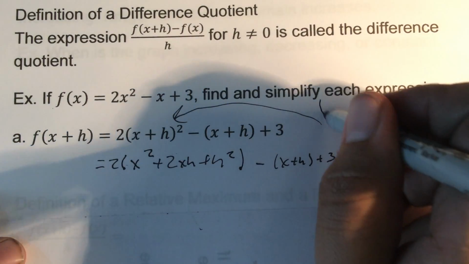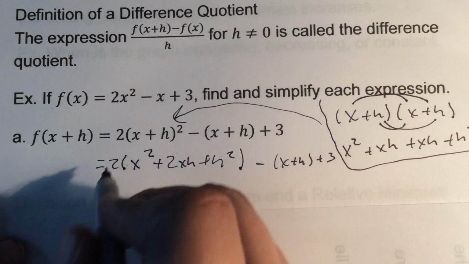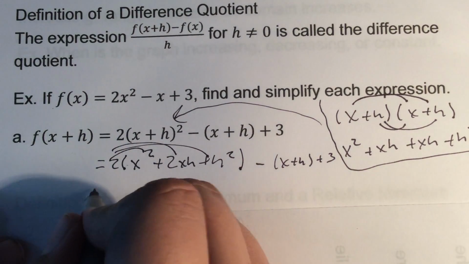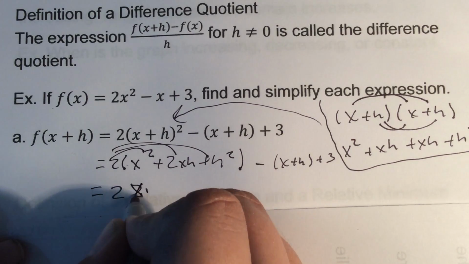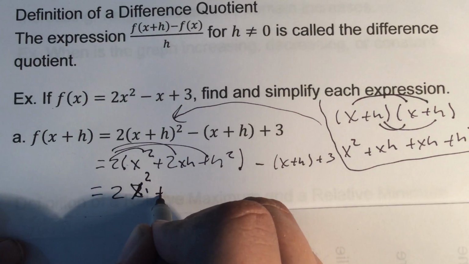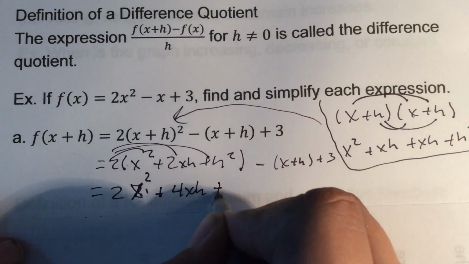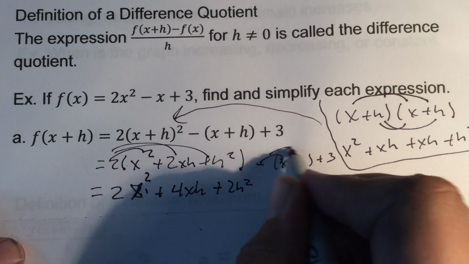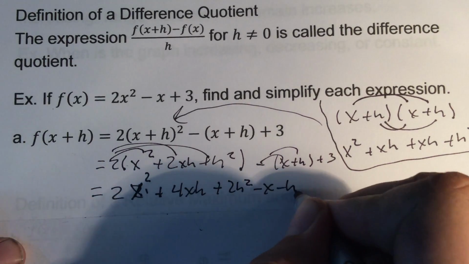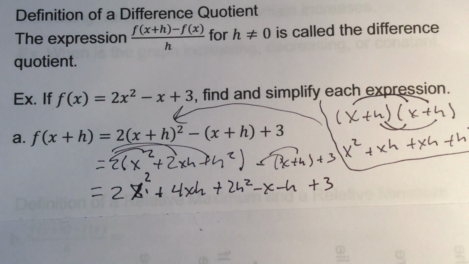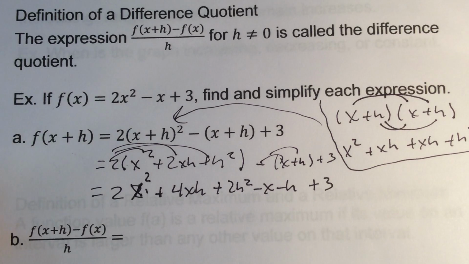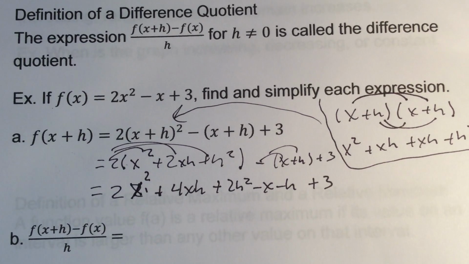I'll make a little divider so we know that's separate. So we have to distribute our 2 in. So this becomes 2x squared plus 4xh plus 2h squared. The negative would get distributed: minus x minus h plus 3. Now, that's as simplified as we can make it. There's no other terms we can put together. But that's the more complicated part of the difference quotient, just finding that f of x plus h. From there, we can finish solving this out.